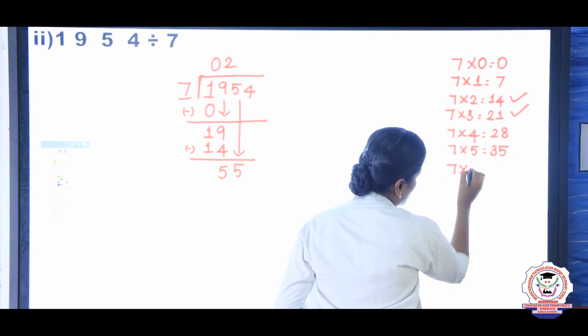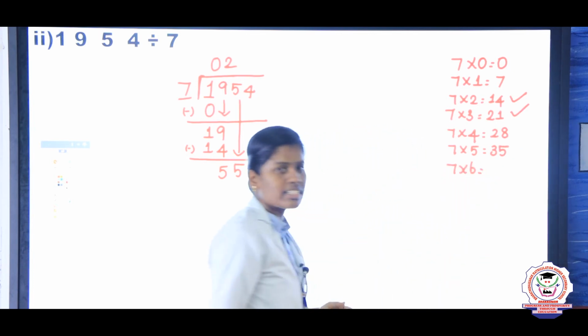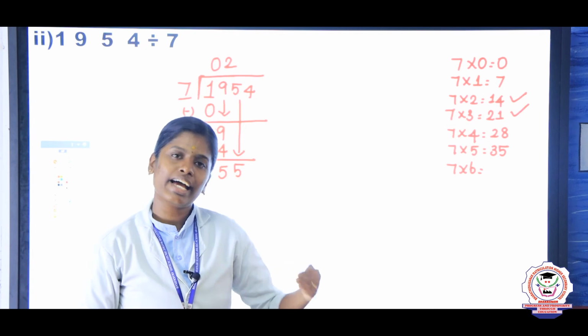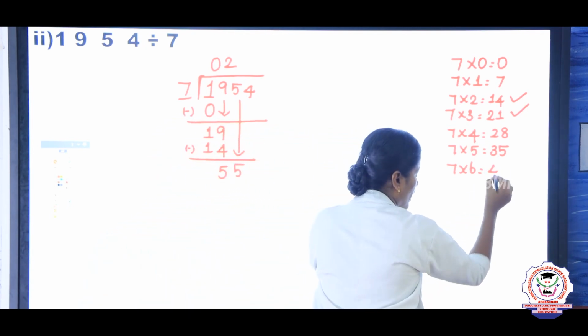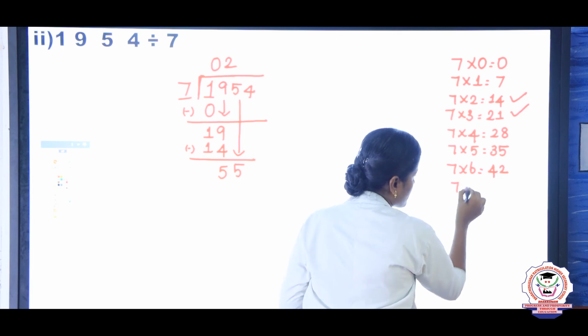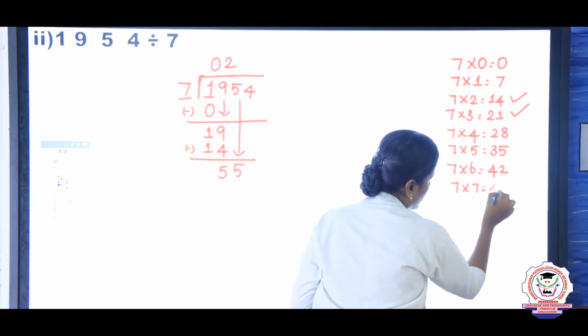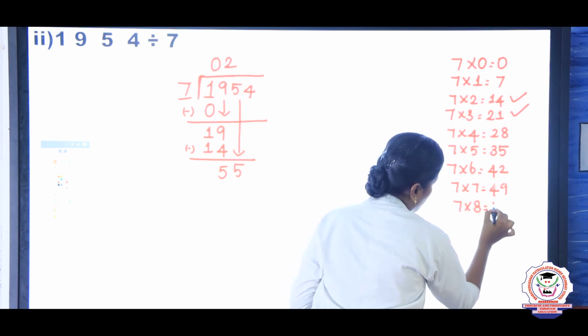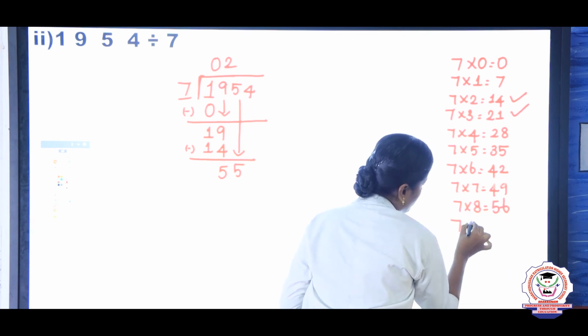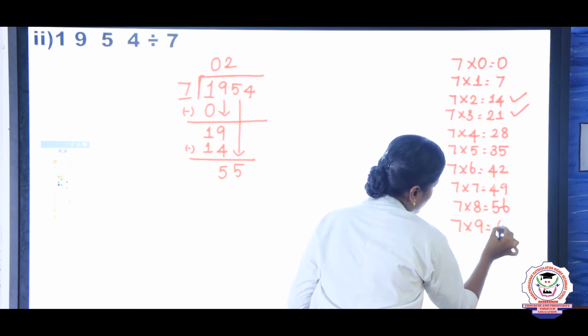7 6s are, so how many? What is the answer? 7 6s are 42. So write the answer 42, and then 7 7s are 49, 7 8s are 56, and 7 9s are 63.